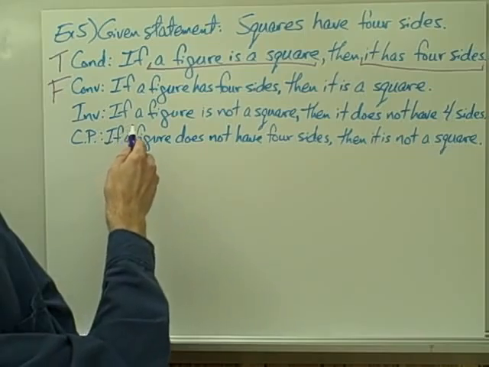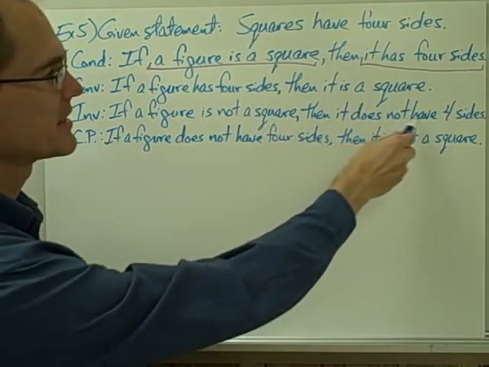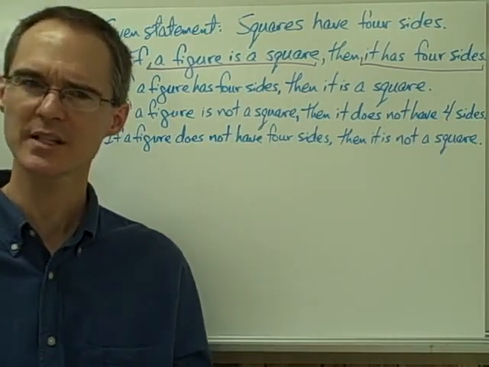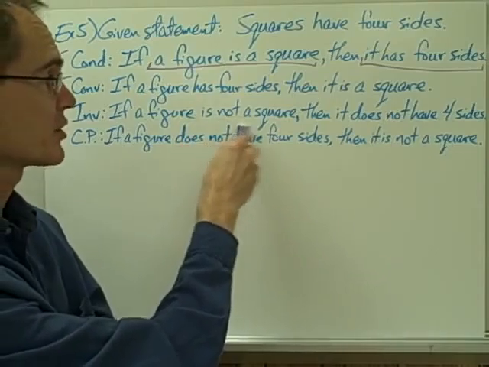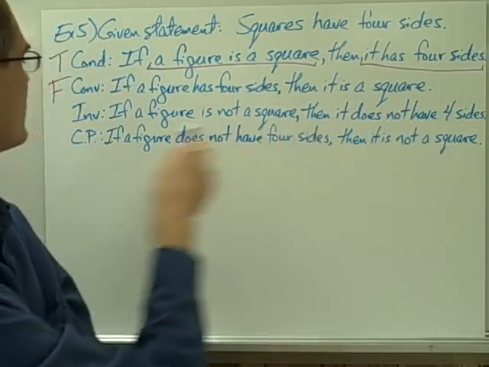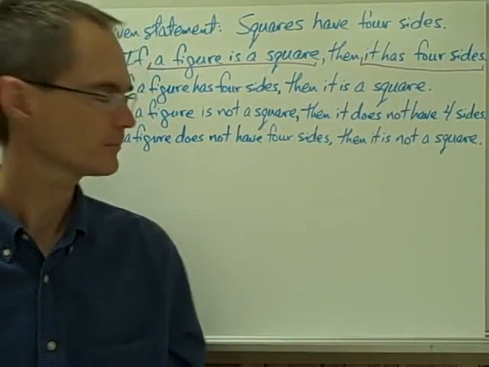How about the inverse? If a figure is not a square, then it does not have four sides. Again, I can think of a rectangle, and that's not a square, and yet a rectangle does have four sides. So that makes the inverse false.